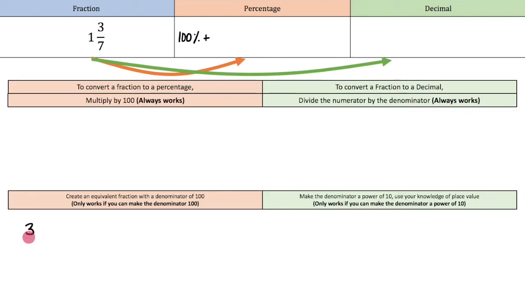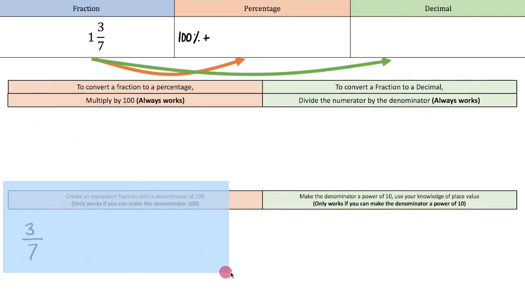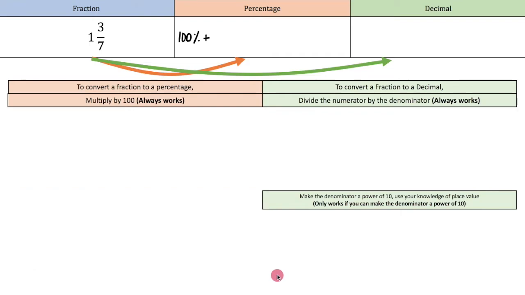So if I have 3/7, can I create an equivalent fraction with a denominator of 100? Obviously I can't, because there's nothing I could times 7 by which would make it 100. So that means I'm just going to get rid of everything here. It's of no use to us. We can't do it that way. Let's now multiply by 100 to make this a percentage. So this way always works.